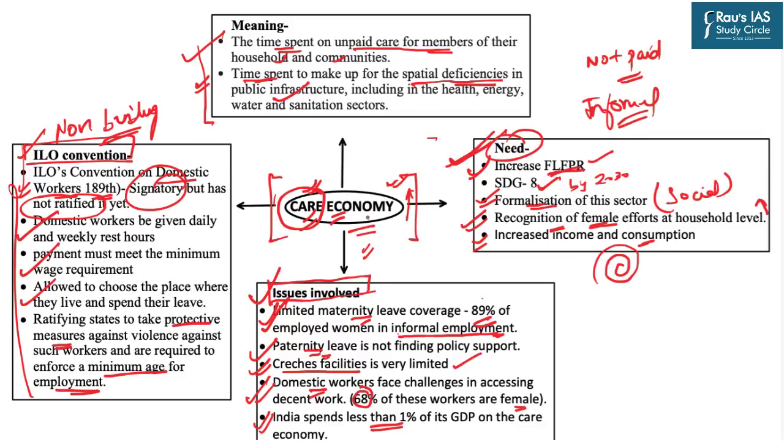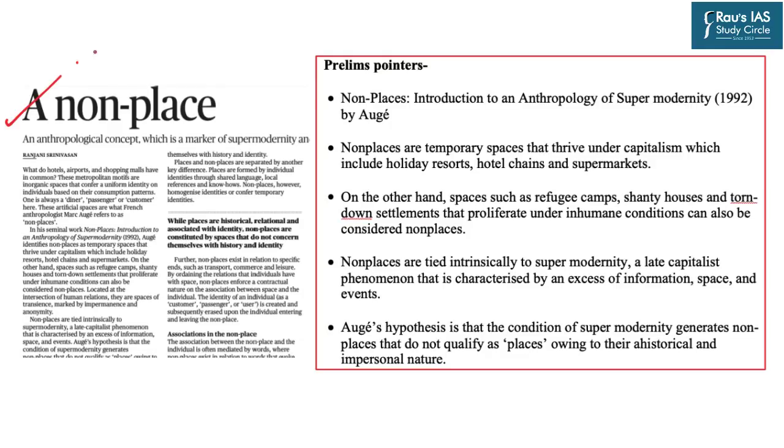Now, care economy can also be asked as a term in the preliminary examination, or an analytical question on the issues, needs, concept, and meaning can be asked in your mains examination. This topic has appeared on the text and the context page. It is mainly relevant from the preliminary examination's point of view because it mentions an important term, a non-place. Every year in preliminary examinations, there are around 1 to 2 questions based on certain specific terms in the news. So that is why this term has appeared in today's newspaper, and hence we should know what exactly is meant by non-place.